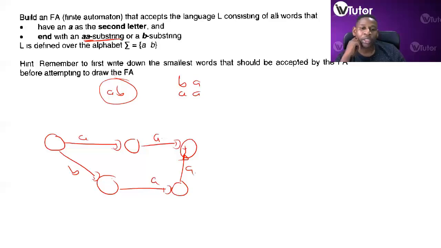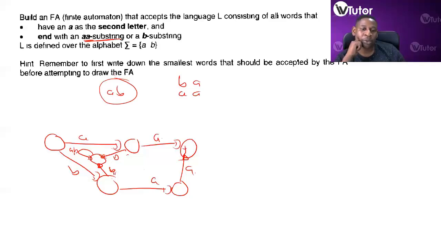Right. So now next we go to after an A. If the second letter is not an A, if at this point you do not read an A, say you read a B, you have to go to a looping state. A, B. So if you read a B there, you go to a looping state. We are not going to allow such words. So after the second letter, we can have anything as long as we end with an AA or B substring.